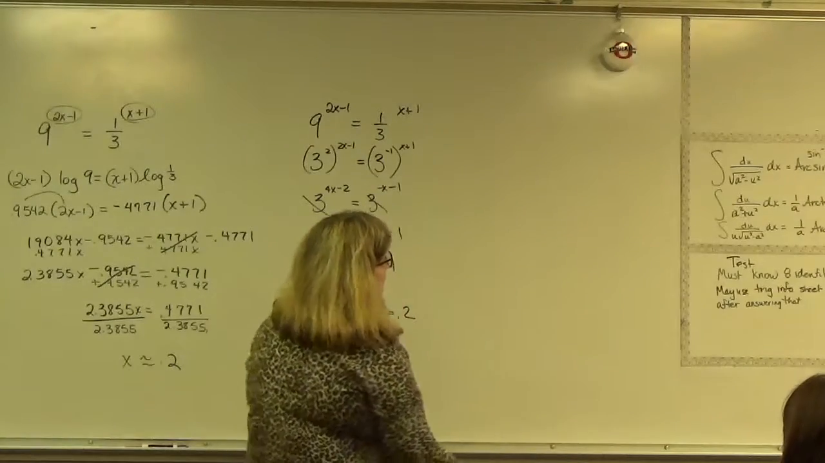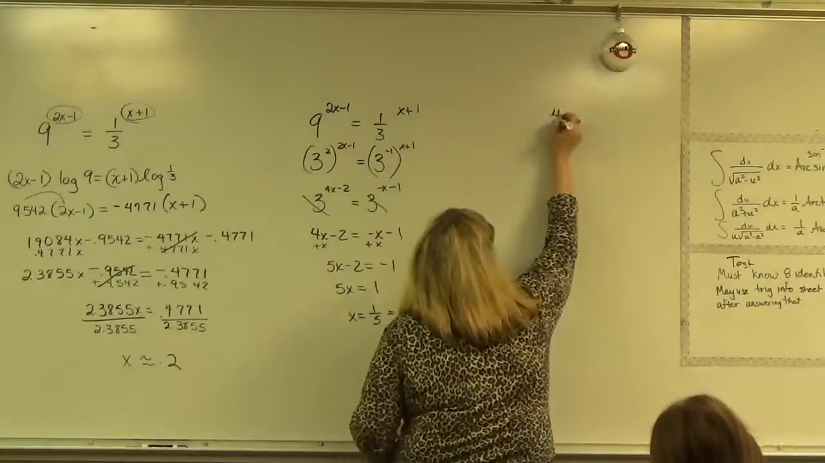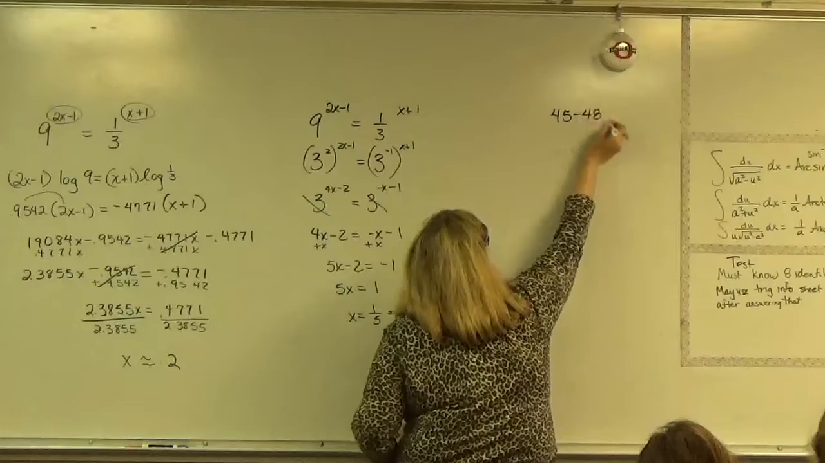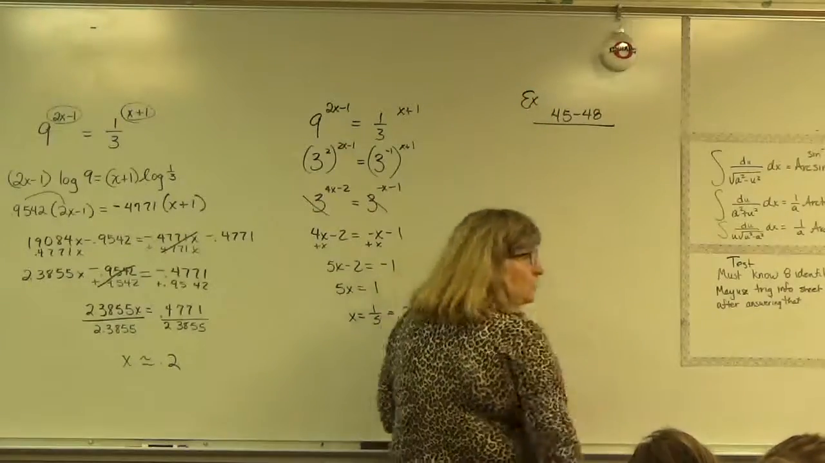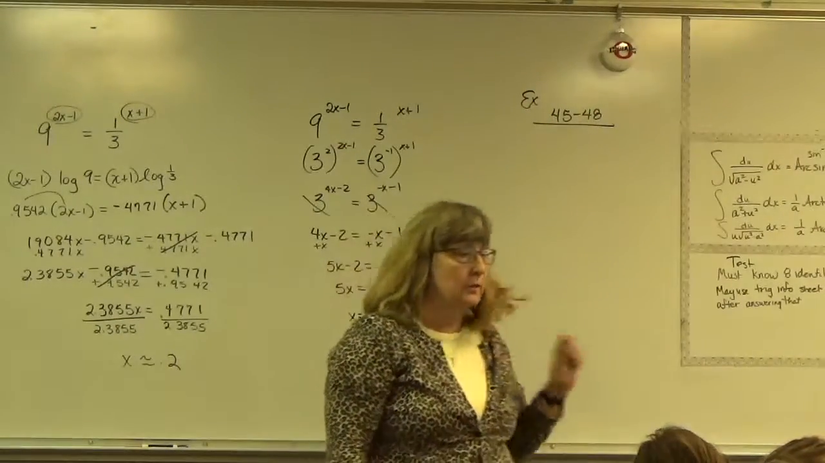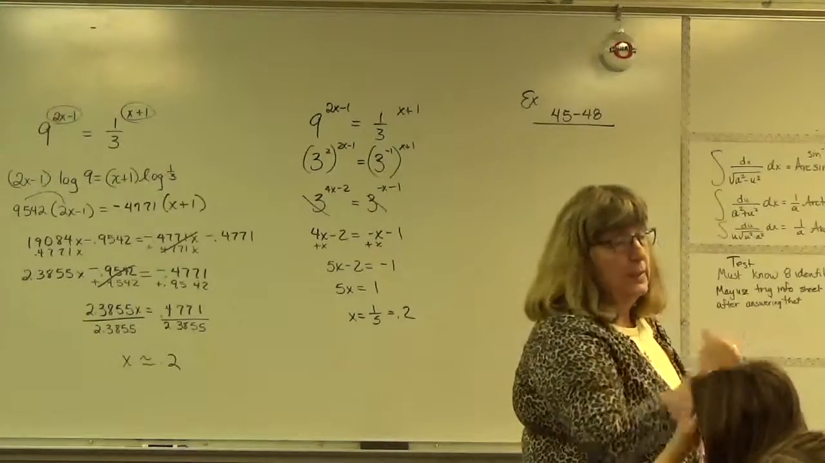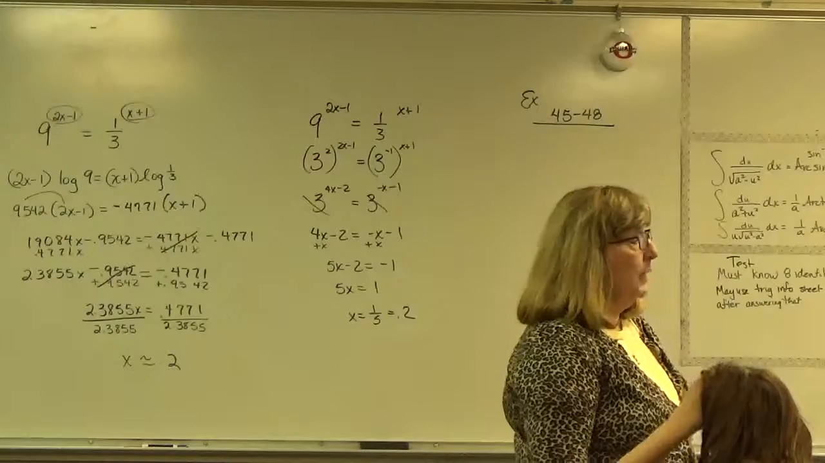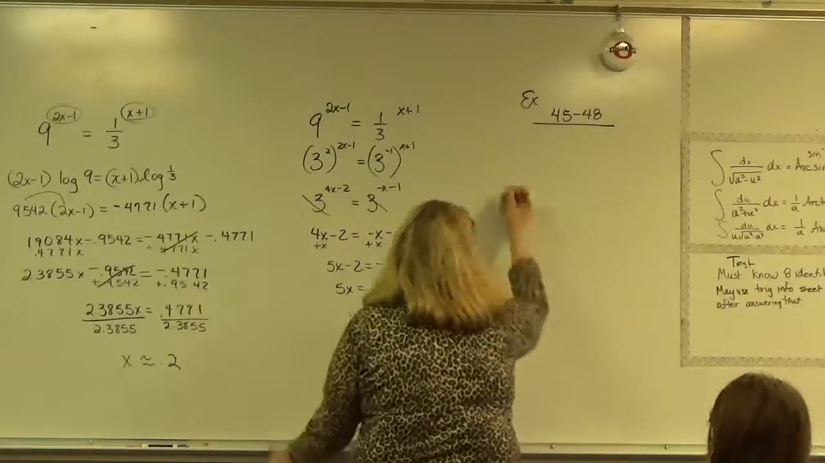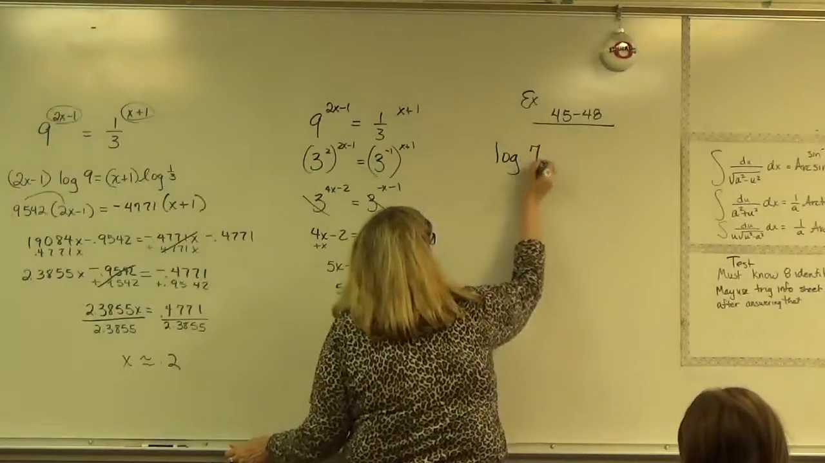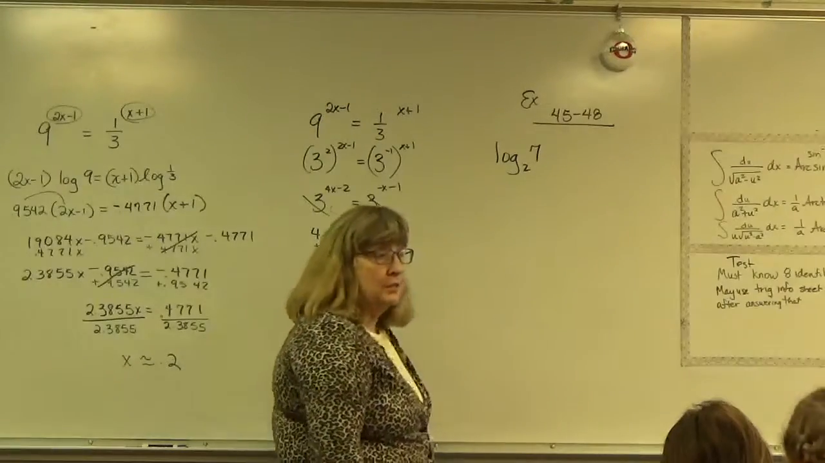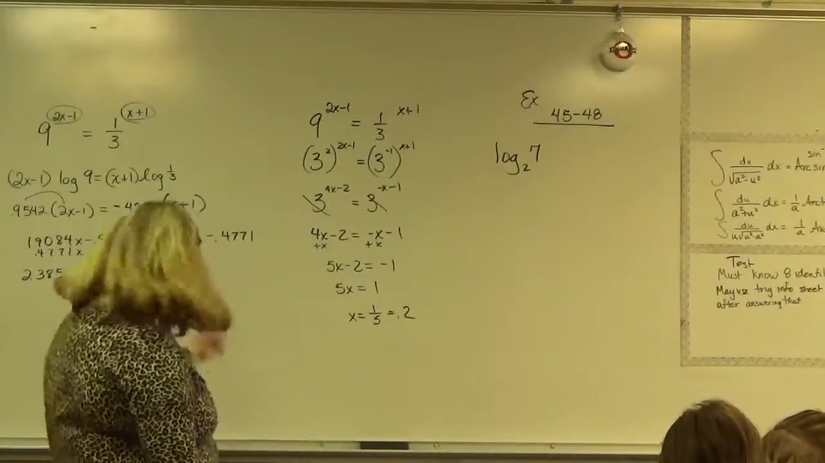The last section, 45 through 48, is again just going to be use of calculator. You're going to be doing the change of base. Remember I said your calculators only do 2 bases. What bases are they? 10 and e, common log and natural log. But we can find the log of a different base by using the change of base formula, which I have written over here in your notes.